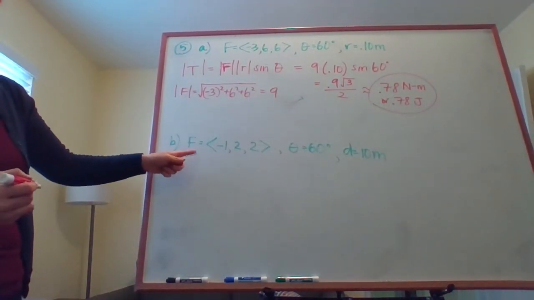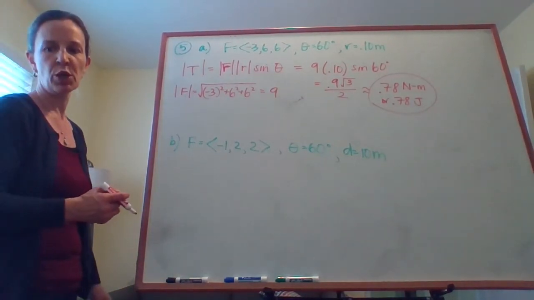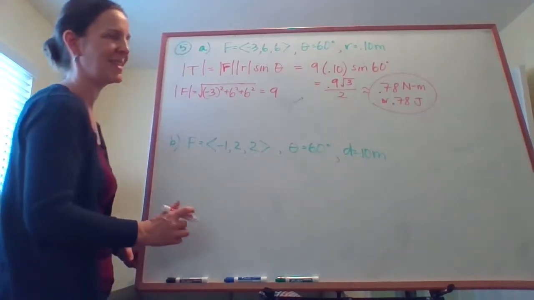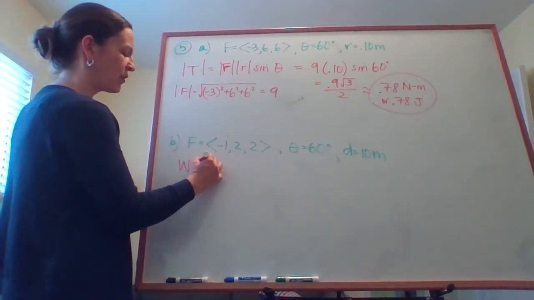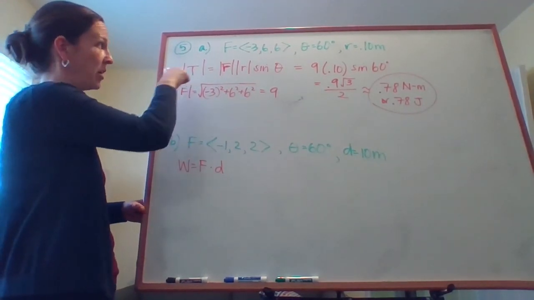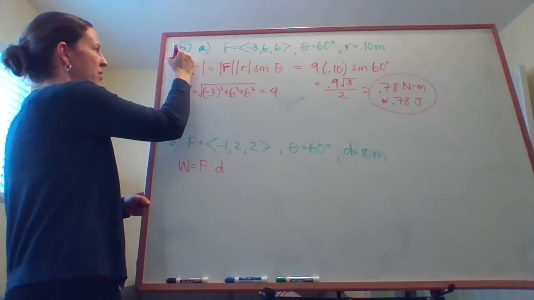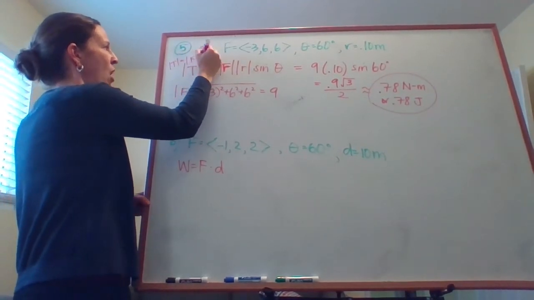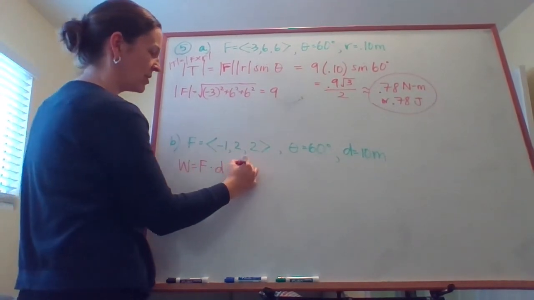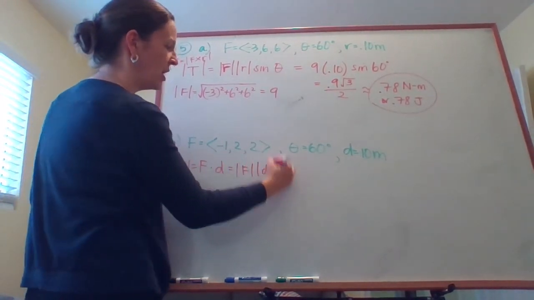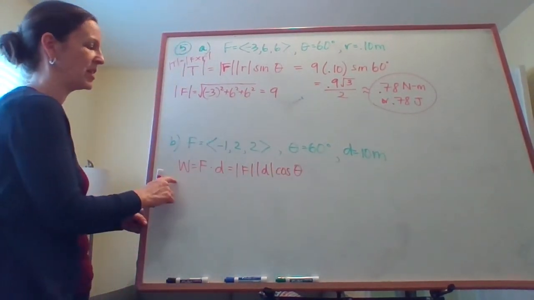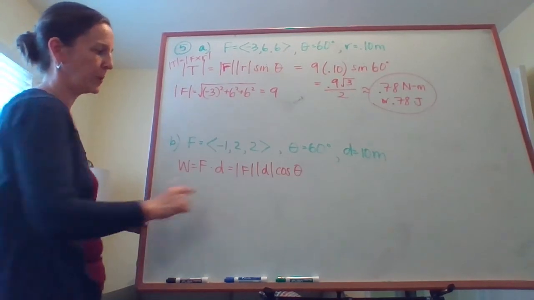Part B had a force vector of negative 1, 2, 2. We were looking for the work done by that vector at an angle of 60 degrees for a distance of 10 meters. Work is force dotted with distance. Torque is a cross product. I didn't write this here, but torque is force crossed with R, right? Work is force dotted with distance, which is the magnitude of the force vector times the magnitude of the distance times the cosine of theta. This was 11.3, torque was 11.4.